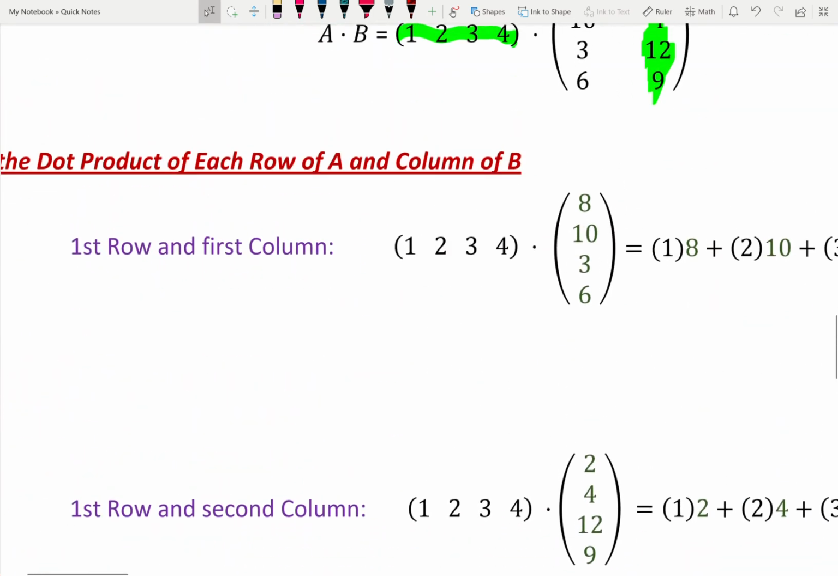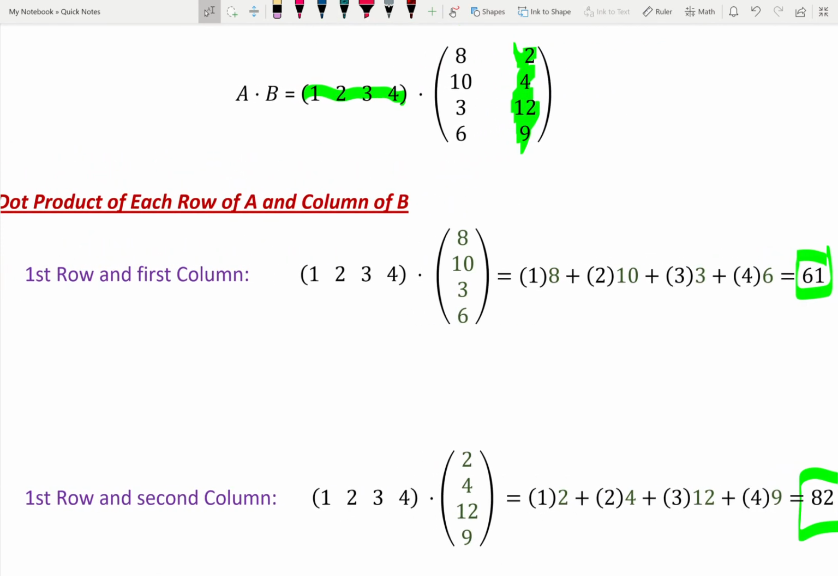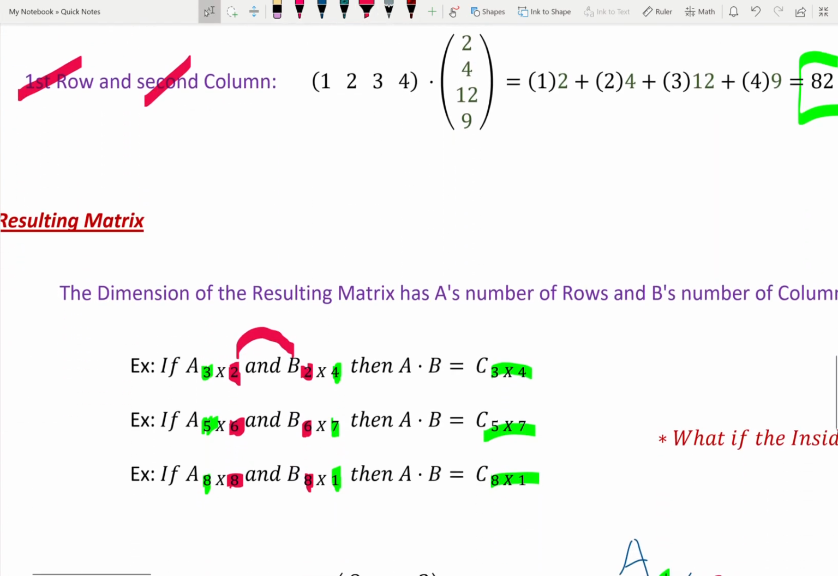Well, here's how you know. See, this 61 came from the first row and the first column. So guess where it's going to go in our resulting matrix? Yep, it's going to go in the first row and the first column. Just like this 82, we found it by crossing the first row and the second column. So guess where this 82 is going to go? It's going to go in the first row, second column. See how it all comes together? Isn't math beautiful? It's awesome, right?